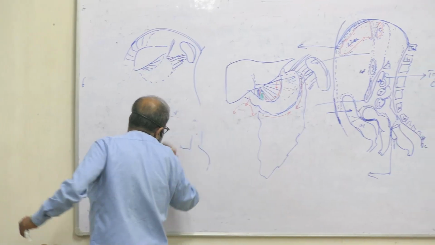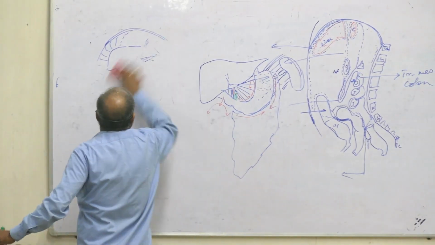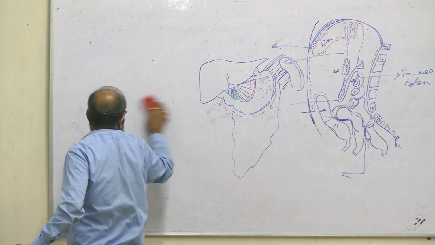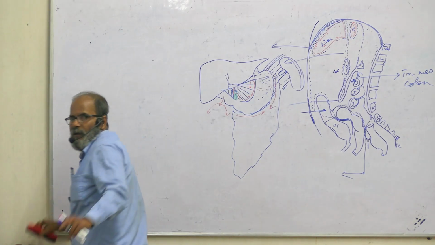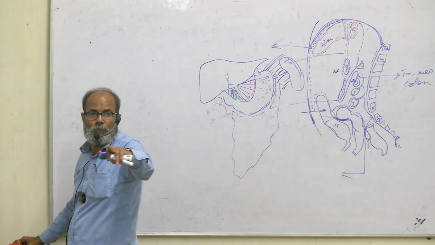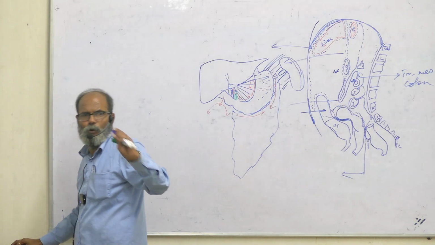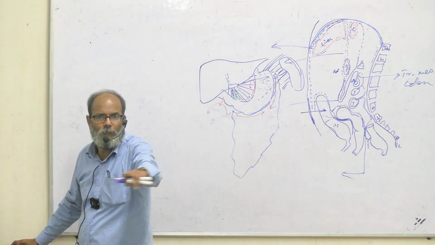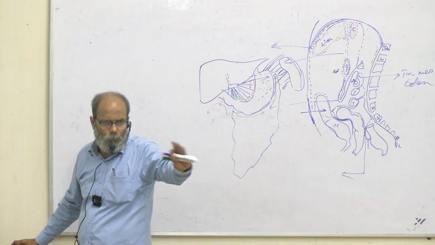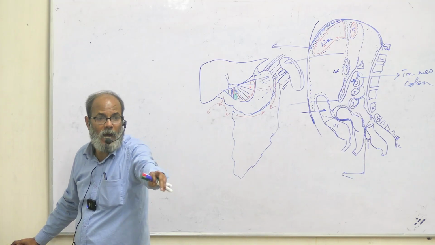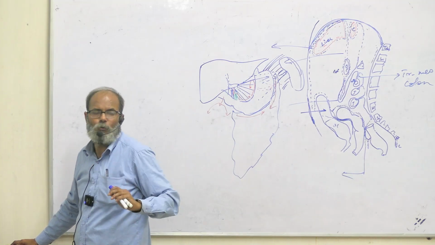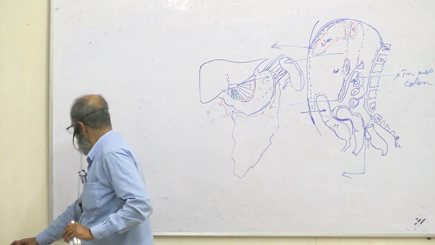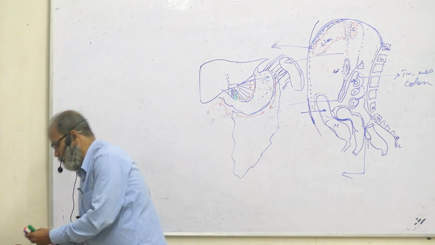Remember, sometimes one question comes: draw the peritoneal reflection at the level of the transpyloric plane. Most commonly, the peritoneal reflection is at the level of the transpyloric plane, that is, the lower border of L1.